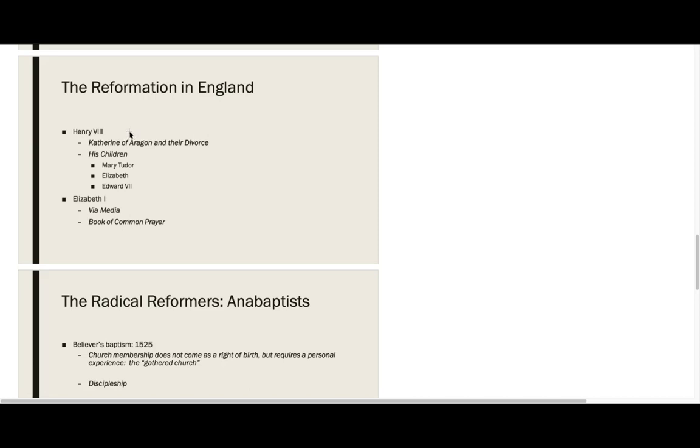Henry VIII was very much in search of a male heir to the throne. His first marriage, basically a happy one for many years, was to a woman named Catherine of Aragon, who was actually his older brother's wife. But his older brother died and he married Catherine. They were married for well over a decade, but Catherine was not able to produce a male heir.